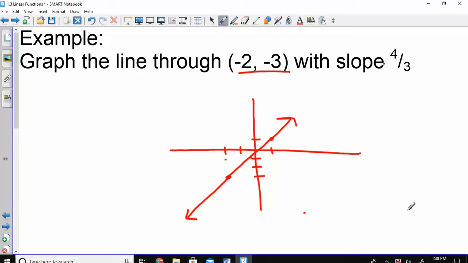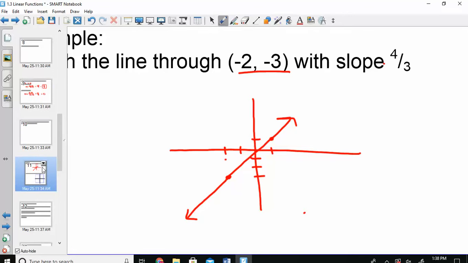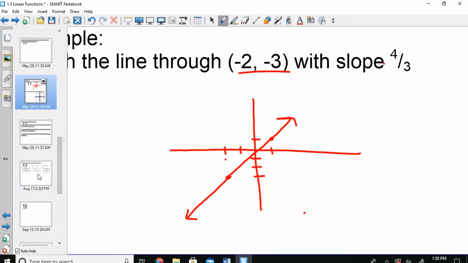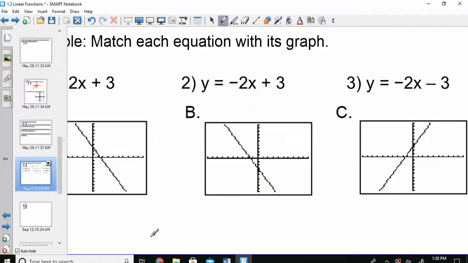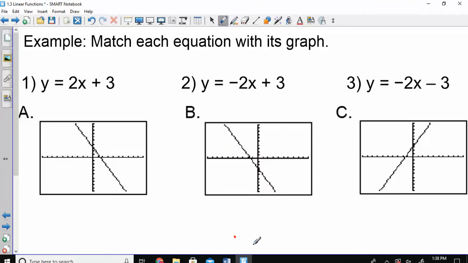All right, let's try. I'm going to give you 3 equations and 3 graphs, and we're going to match them without going to all the trouble of drawing the graph for each of these lines. So if I just give you the equation, y equals 2x plus 3. First of all, would that line be increasing or decreasing? Increasing. So which one does it have to be? C. C is the only one that's increasing.